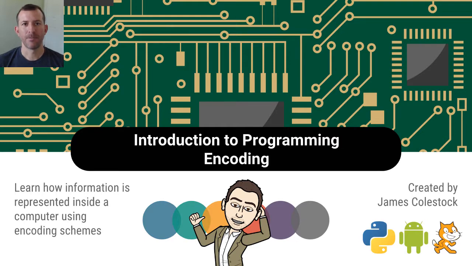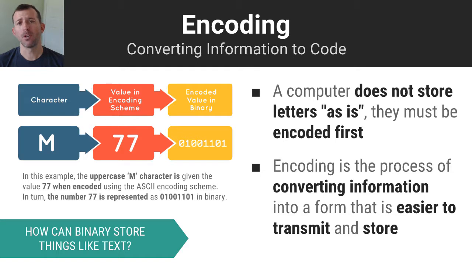It's time to talk about another foundational computer science topic, encoding. If a computer only understands binary, ones and zeros, then how is it possible to work with things like text, images, and videos? Well, the answer is simple. Such information needs to be encoded in order to be stored within or transmitted between computers.